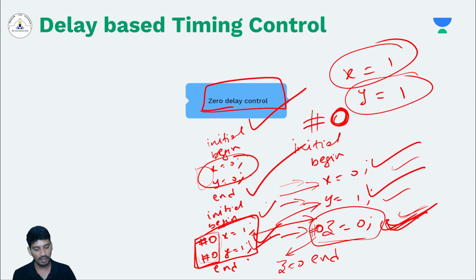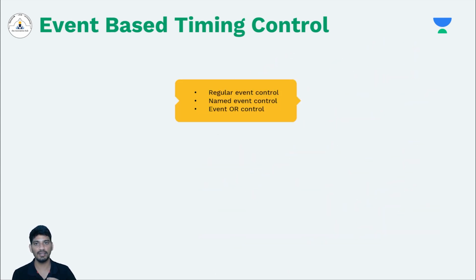So you can tell which statement is to be executed finally. Usually we don't prefer this, but you should know the concept that it exists in Verilog. There is a concept called zero delay control. Okay, so this is all delay based timing control. Now let's see what is event based timing control. We'll see what an event based timing control is.